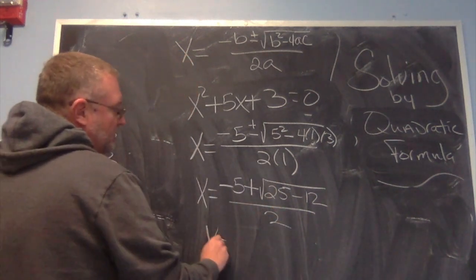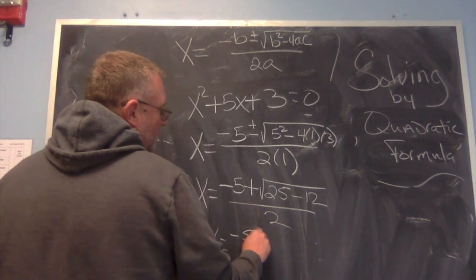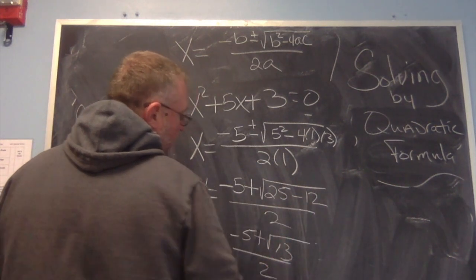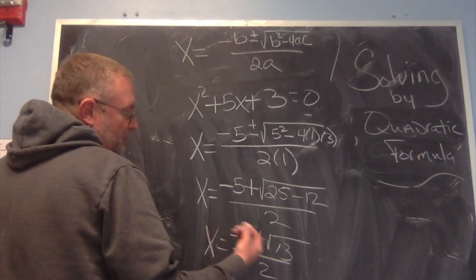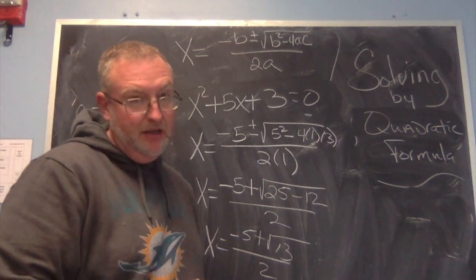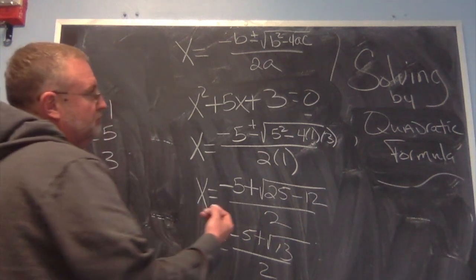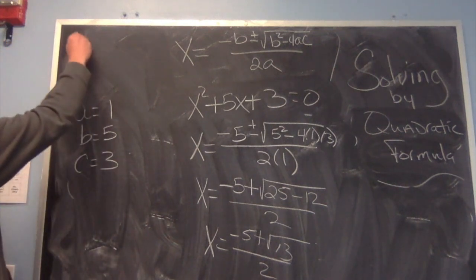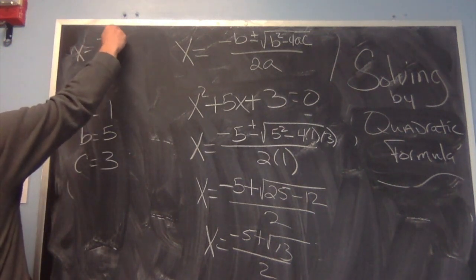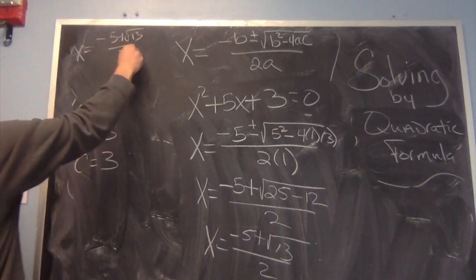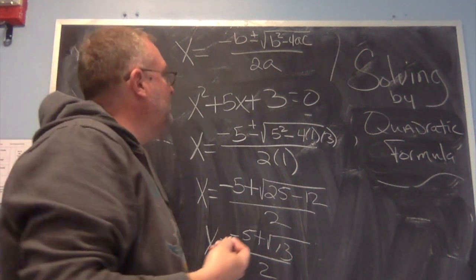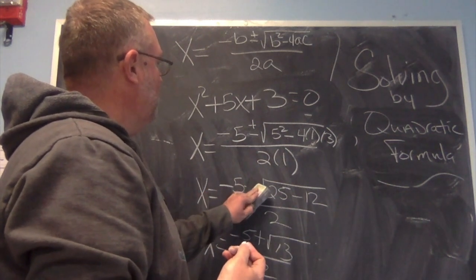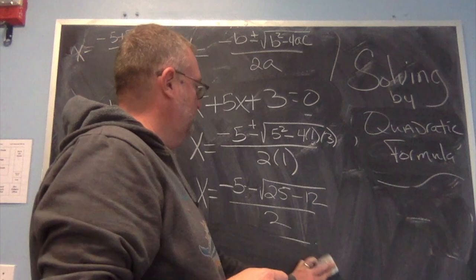Which leaves me with x equals negative 5 plus the square root, 25 minus 12 is 13, over 2. There is no further we can go. So there's that one. Now, to show you the answer, I'm going to go ahead and write that. So x equals negative 5 plus square root of 13 over 2. Let's go back and do the negative square root. We're just going right to here, but this time we're going to do the negative.